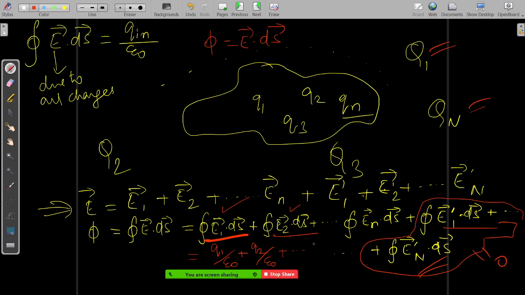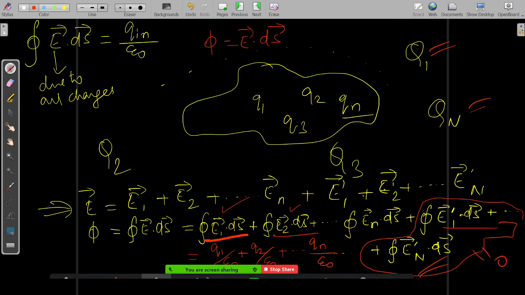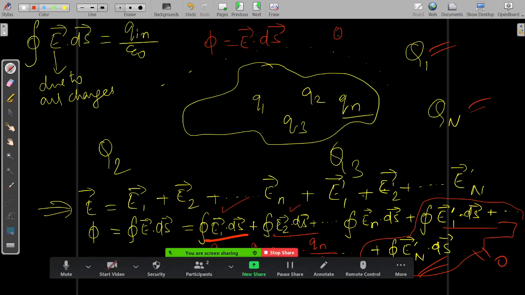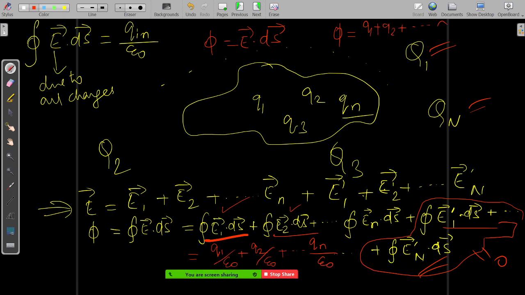So this basically becomes Qn divided by epsilon naught up to that. So if you see, the total flux becomes Q1 plus Q2 plus dot dot dot Qn divided by epsilon naught. And this is your total internal charge divided by epsilon naught. The flux, whatever you find by any configuration, finally what you are going to get is Q internal by epsilon naught only.